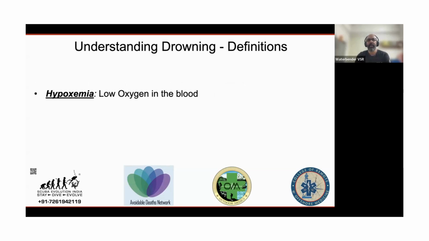Okay, so hypoxemia is low oxygen in the blood, which is caused because of drowning. When you have submersion or immersion of the airway, there is no transfer of gas, and therefore you have low oxygen developed, which is basically the whole pathophysiology of drowning causing cardiac arrest or any impairment.